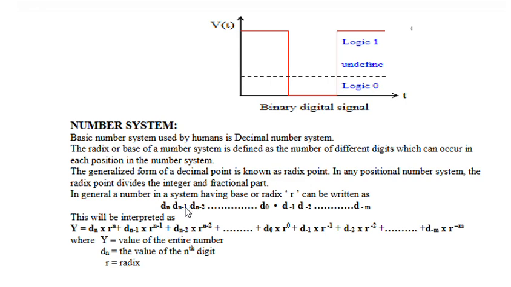If you see this expansion, dn minus 1, dn minus 2, and so on till d0 dot d minus 1, d minus 2, and so on till d minus m. So dn is nothing but the highest positional weight. Okay, d minus m is the least positional weight.